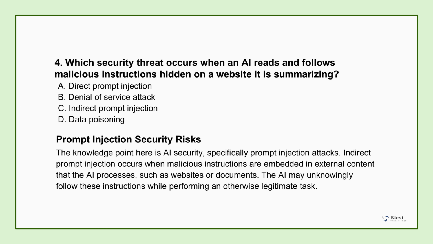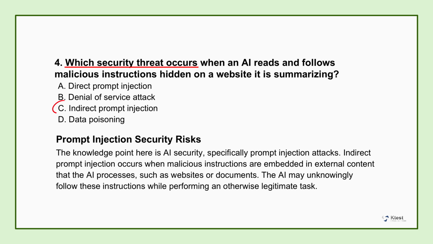This next one, question 4, honestly, this freaked me out a little bit. This is one of the trickiest new attack vectors. The question is, which security threat occurs when an AI reads and follows malicious instructions hidden on a website it is summarizing? Options: A, direct prompt injection, B, denial of service, C, indirect prompt injection, or D, data poisoning. Right. I know prompt injection is when I trick the bot, but what's the difference between direct and indirect?